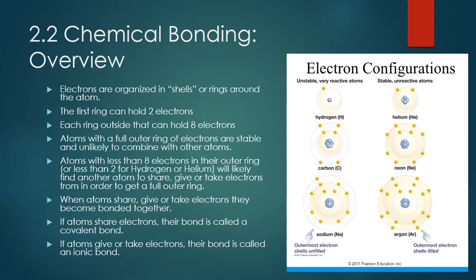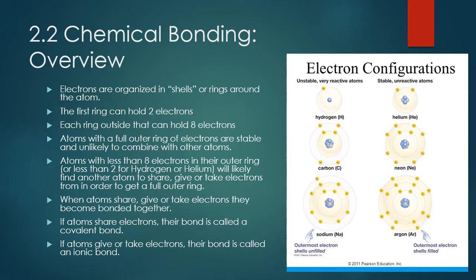Now this ring can hold up to 8 electrons. So each ring outside of the first ring can hold 8 electrons. Now carbon would really like to have 8 electrons in its outer ring. It only has 4, so it's not very stable, and it will readily react with other atoms to try to fill up that outer ring.